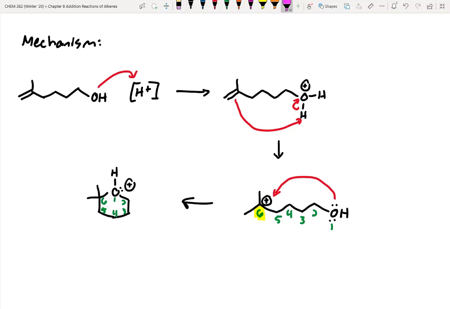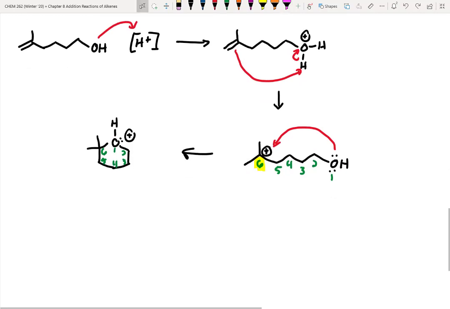The other important thing to remember is this proton is still hanging off of this alcohol, which means it's still going to be in that intermediate, right? We can't just show it magically disappearing. Well, you can, you just won't get points for it. That's a joke. All right.